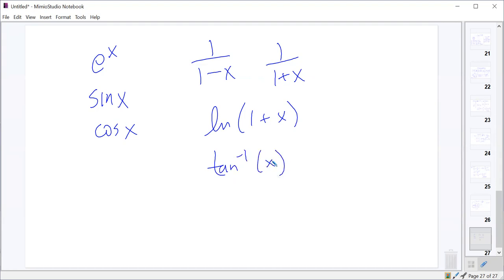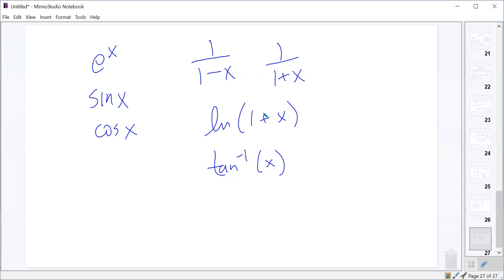And just remember that any of these series can be manipulated. If I wanted to make it sine of x squared, I just replace all of the x's in the sine x series with x squareds. If I want to make it natural log of 1 plus 1/3 x, I just replace all the x's with 1/3 x. Right?